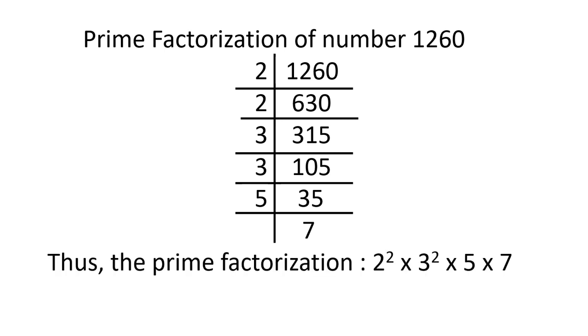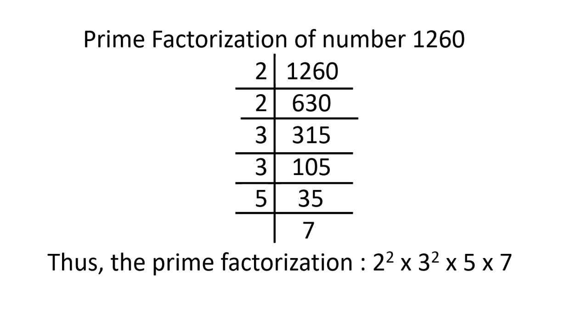And the prime factorization of 1260 is 2 square into 3 square into 5 into 7. You start counting the numbers from here. So 2, the two 2's are there, so 2 square, then 3 square into 5 into 7. So that becomes our prime factorization. Now let us understand this.